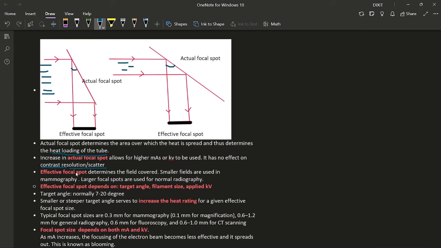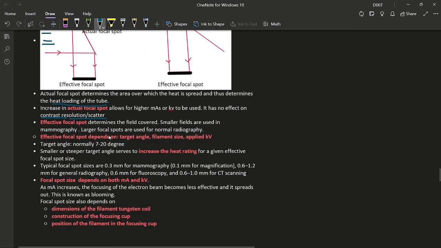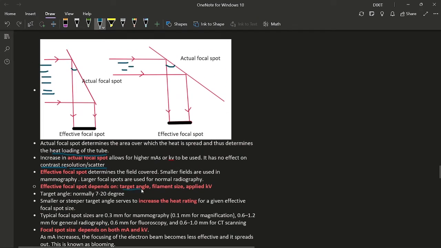Now, the effective focal spot is what determines the field covered. Smaller fields are used in mammography, and larger effective focal spots are used in normal radiography. Now, there are actually three things which the effective focal spot depends on. These are target angle, the filament size, and the applied kV.